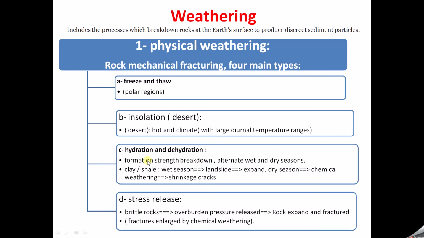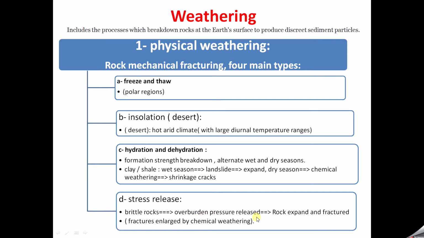Hydration and dehydration. So we said it's a formation strength breakdown when shale or clay minerals are subjected to seasonal alternation between wet and dry seasons. During wet seasons, some shales will expand and cause landslides. In the dry seasons, that shale will dry out, shrink, and create shrinkage cracks. Stress release, this happens to igneous rocks. We call them brittle rocks.